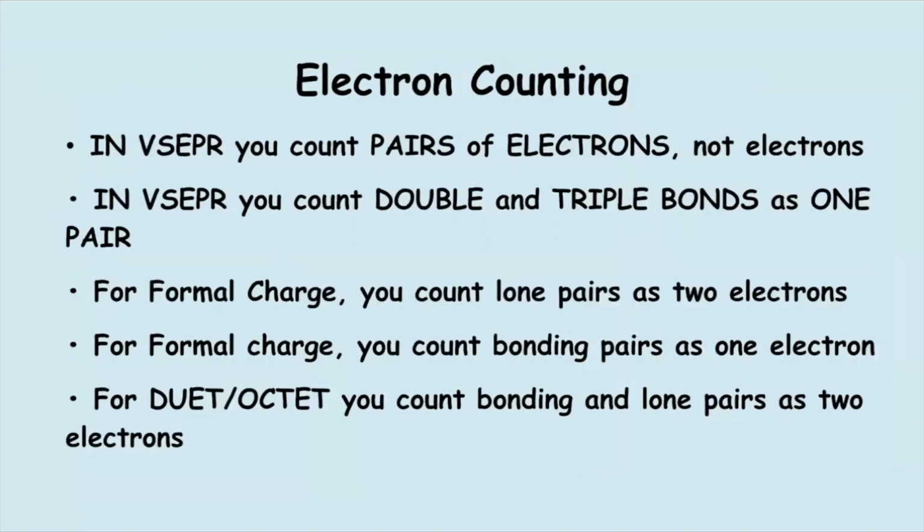Now let's briefly go over the rules of electron counting. In VSEPR, you count pairs of electrons and not all the electrons. In VSEPR, you also count double and triple bonds as only one pair. For formal charge, you count lone pairs as 2 electrons and bonding pairs as 1 electron. For the duet octet rule, you count bonding and lone pairs as 2 electrons.